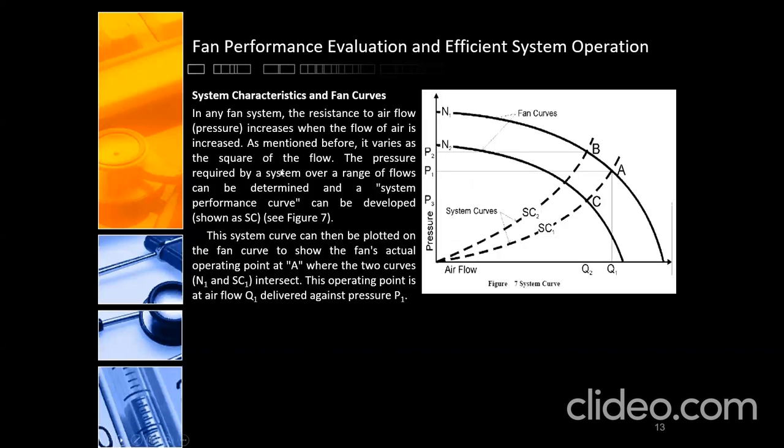Now, system characteristic and fan curves. So, yun, system curve. Ito yung fan curves. Ito yung system curves. In any fan system, the resistance to airflow pressure increases when the airflow is increased. Okay, ito. When the airflow is increased, yung Q1 to Q2, so tumataas yung resistance. Sa fan system. Ito.